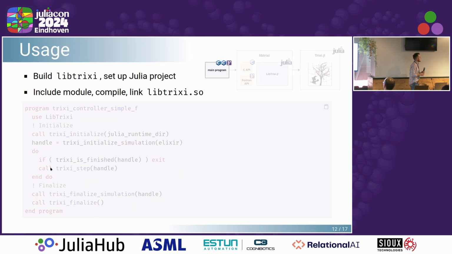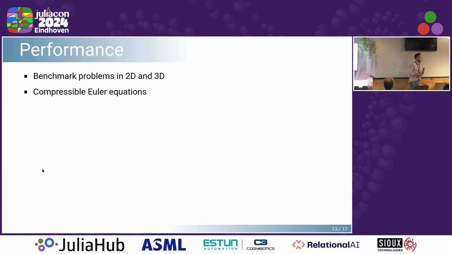Okay, so how to use this library in the end? It is a CMake project, so you can just configure and build it. And for writing your main project, so to say, you have to, in case of Fortran, include the module, of course, compile that, and link it to libtrixi.so. And that, for example, in the most basic form could look like that. So you include LibTrixi. You have to initialize the Julia runtime environment. You have to initialize the Trixi simulation. And then the most simple main loop would be this: if it's not finished, then do another step. And then you have to finalize it at some point. And that's it. So it's an interface library. Of course, it's interesting if it impedes performance.